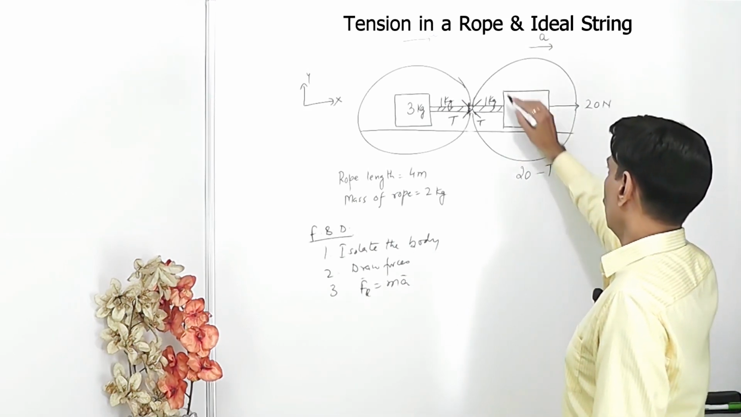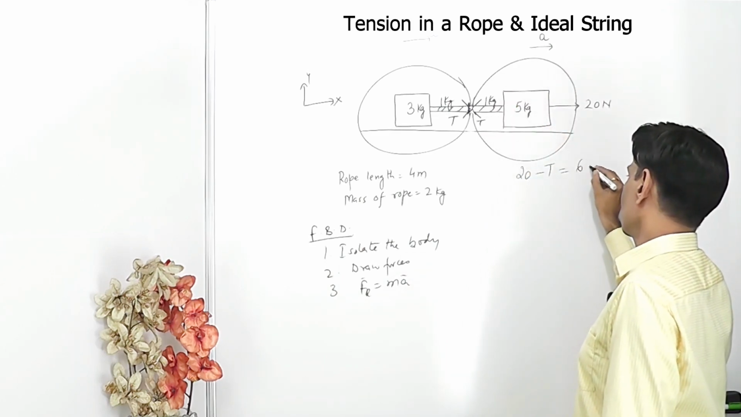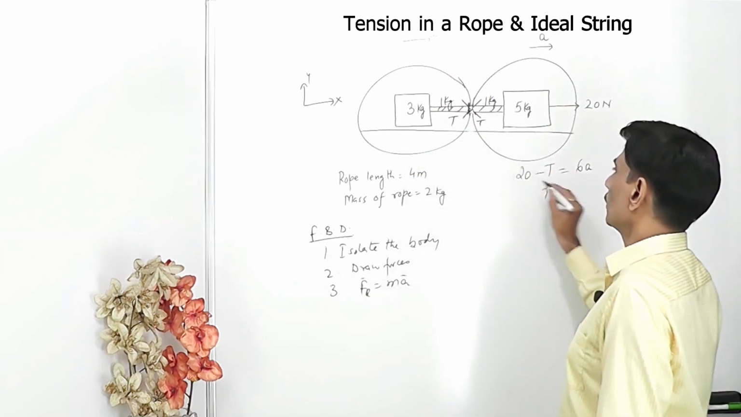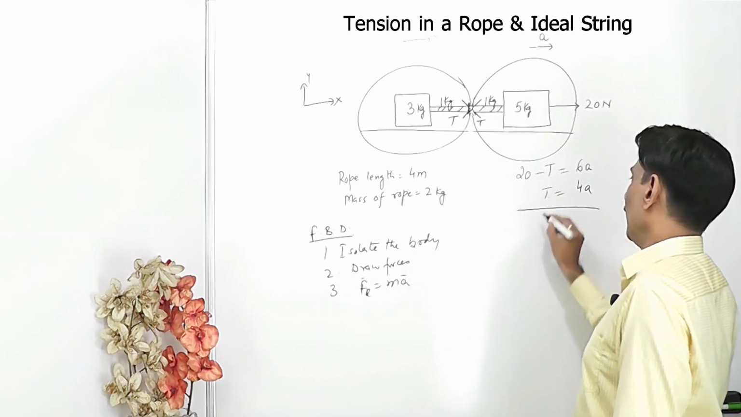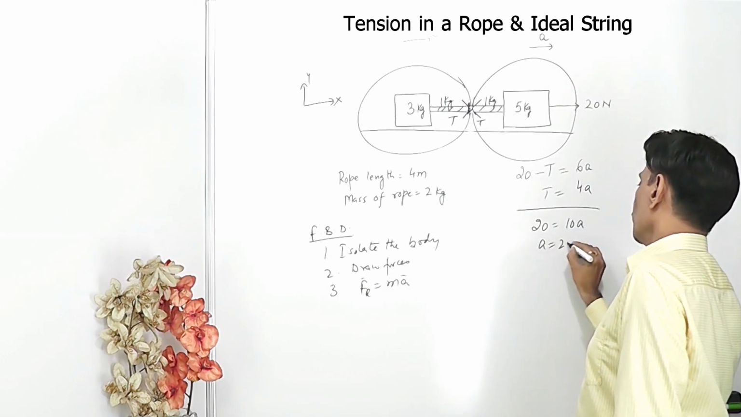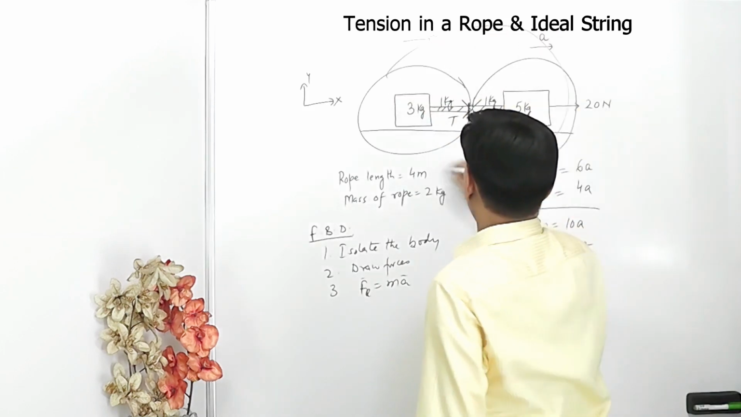Mass of what? Of the mass within this circle, that is 5 plus 1, 6 into A. For this, it is T is equal to 3 plus 1, 4 into A. If we add the two, 20 is equal to 10 into A, which comes out to be 2 meter per second square.